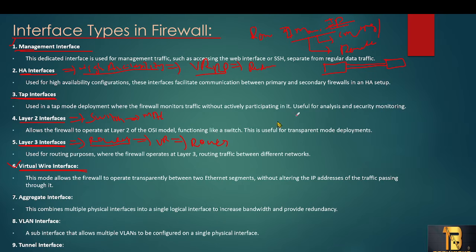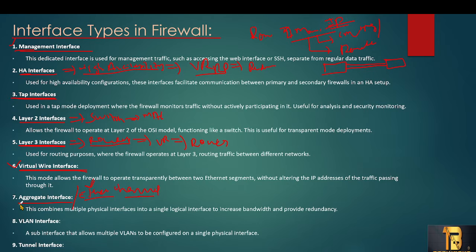Next one is the aggregate interface. This aggregate interface works like your EtherChannel. In Cisco, do you call it EtherChannel or port channel? Both, right? So here in this case we call EtherChannel an aggregate interface.